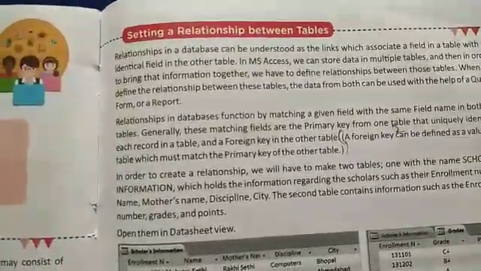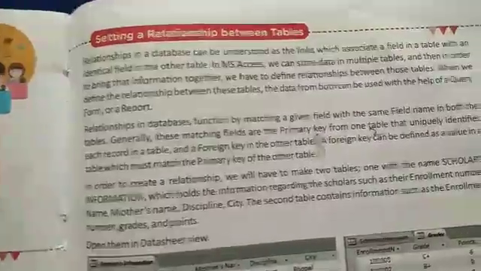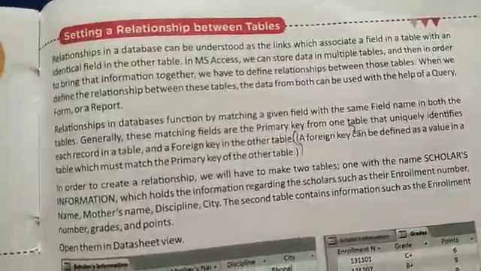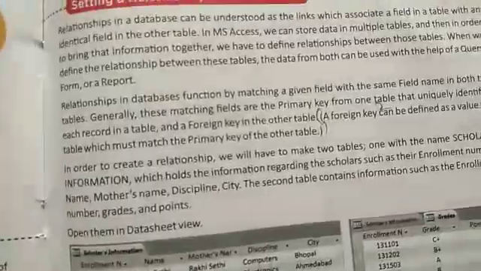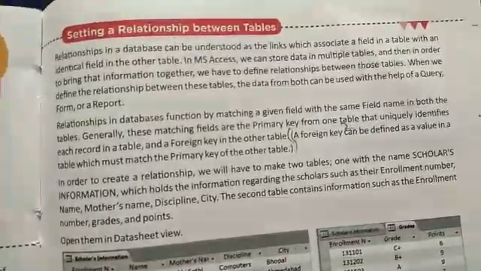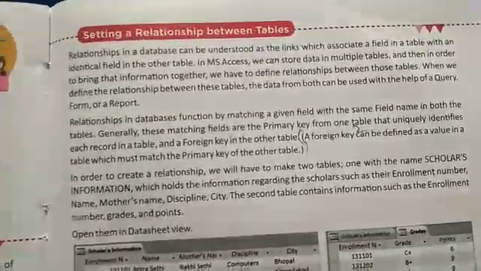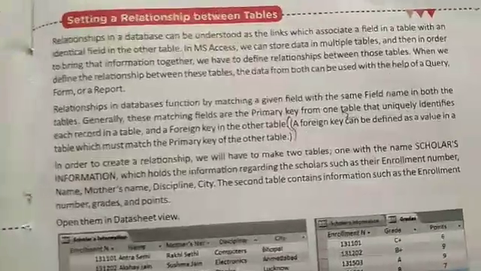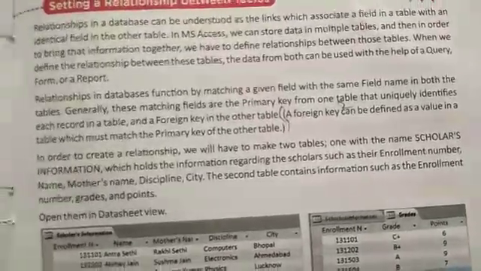Generally, these matching fields are the primary key from one table, which uniquely identifies each record in a table, and a foreign key in another table. A foreign key can be defined as the value in the table which must match the primary key of another table. What is a foreign key?